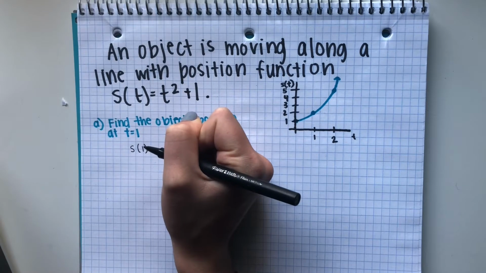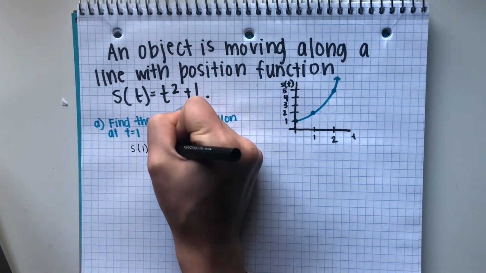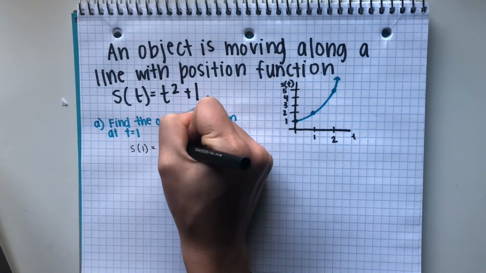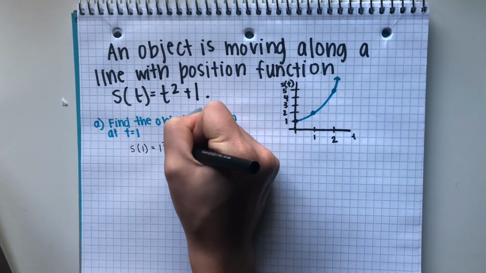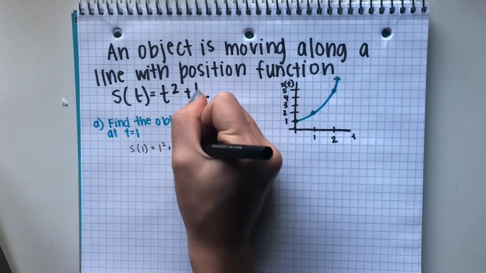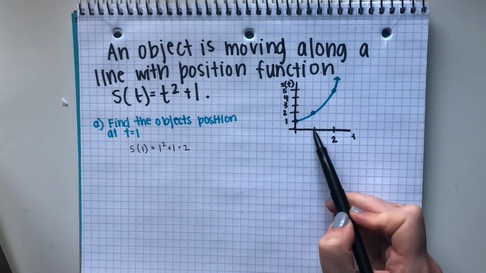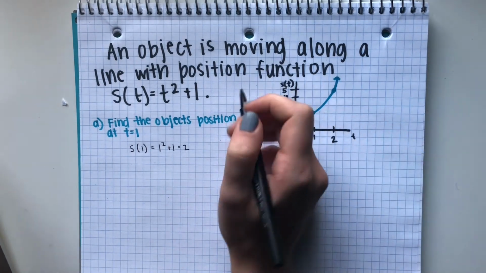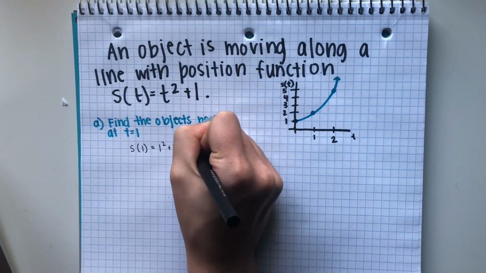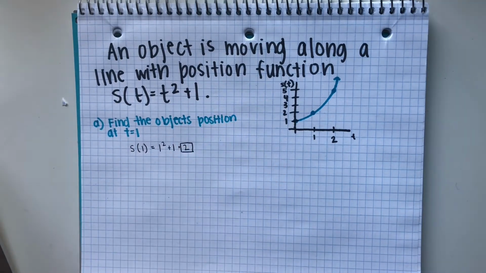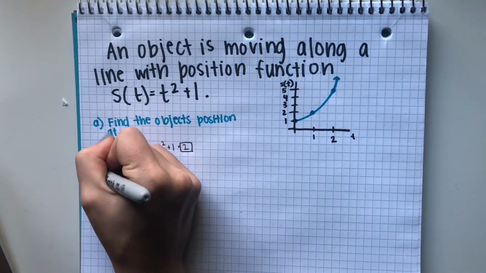So we have s of t equals t squared plus 1. So we can plug in 1, so it'll be s of 1 equals 1 squared plus 1, which equals 2. And that works out well for the graph because, as you can see, at t equals 1, we have position 2. So we'll get 2 meters. I forgot to write in the units, but I'm going to write them in later.